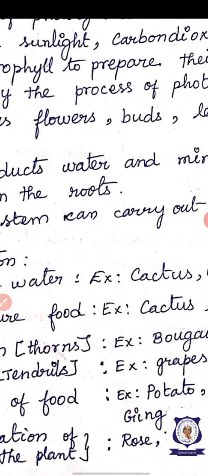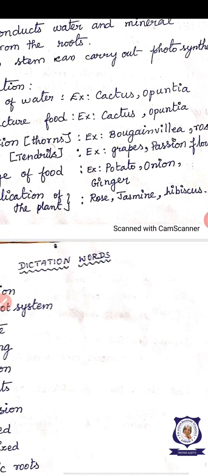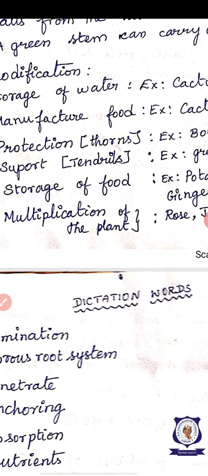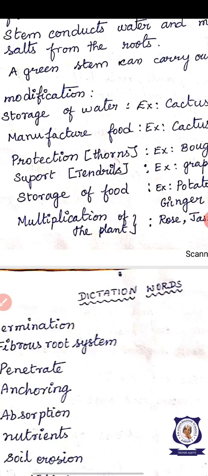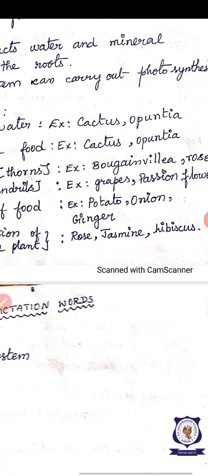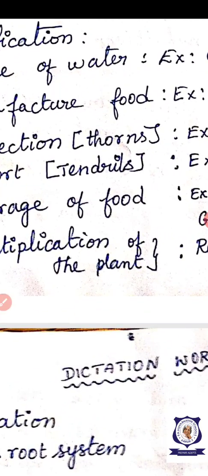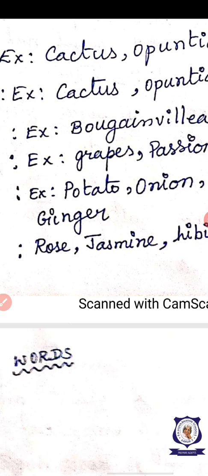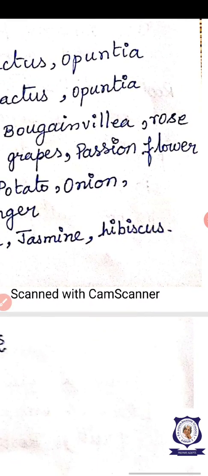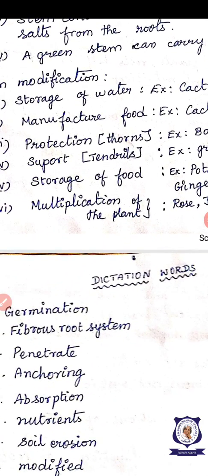Protection in thorns and spines seen in the bougainvillea and rose. Next, stem tendrils seen in the grapes and passion flower. And storage of food in the underground stem: potato, onion, ginger. Potato is tuber, onion is bulb, ginger is the rhizome. Multiplication of plant, reproduction, is in rose, jasmine and hibiscus. Rose plant, jasmine plant cuttings, whichever you want. So that is called multiplication, reproduction of plant.